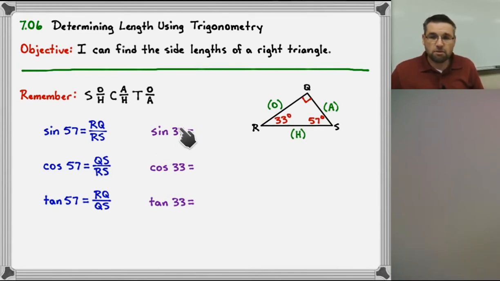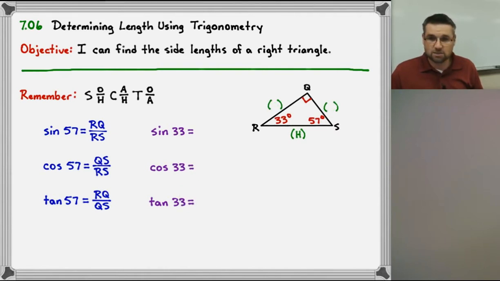But if I'm talking about 33 degrees and not 57 degrees, then we have to ask ourselves, are these three labels in the correct place? Is this side opposite to 33 degrees? The answer is no. This side is opposite the 57. So I can't call this the opposite and the adjacent and the hypotenuse if I'm talking about 33 degrees.